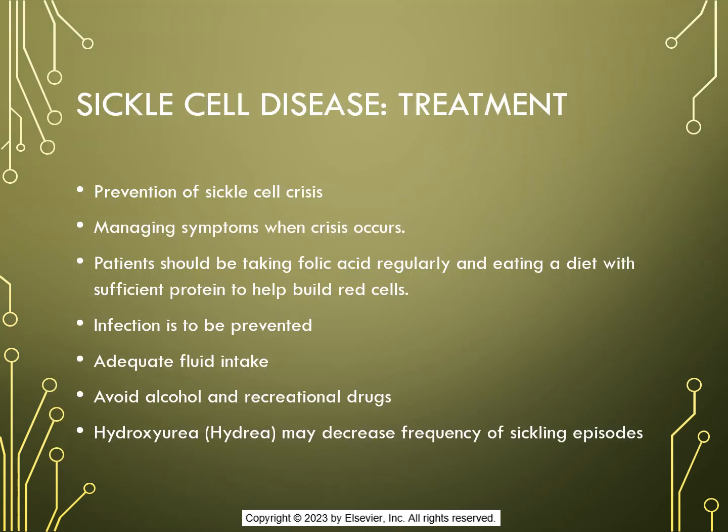Sickle cell disease is a chronic condition that is not reversible at this time. Treatment will be focused on prevention of sickle cell crisis and managing the symptoms when crisis occurs. Patients should be taking folic acid regularly and eating a diet with sufficient protein to help build red blood cells.